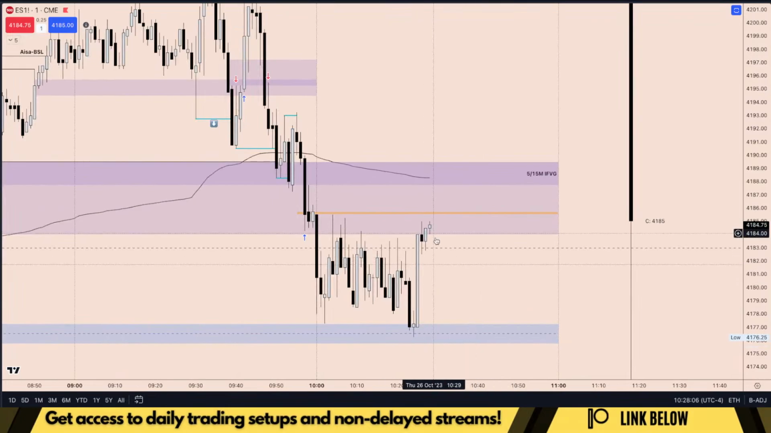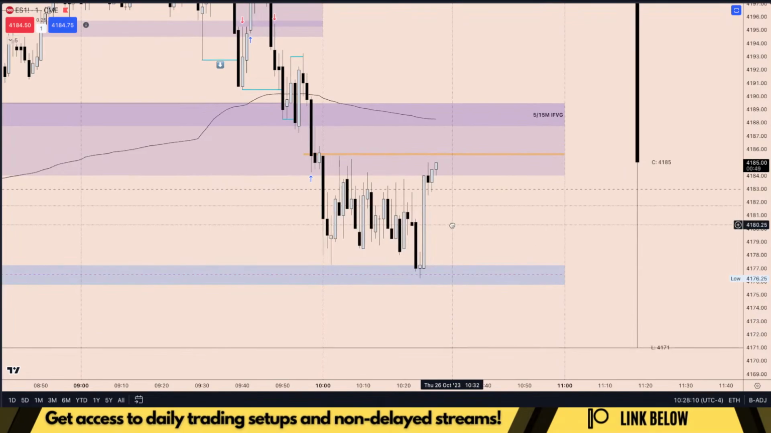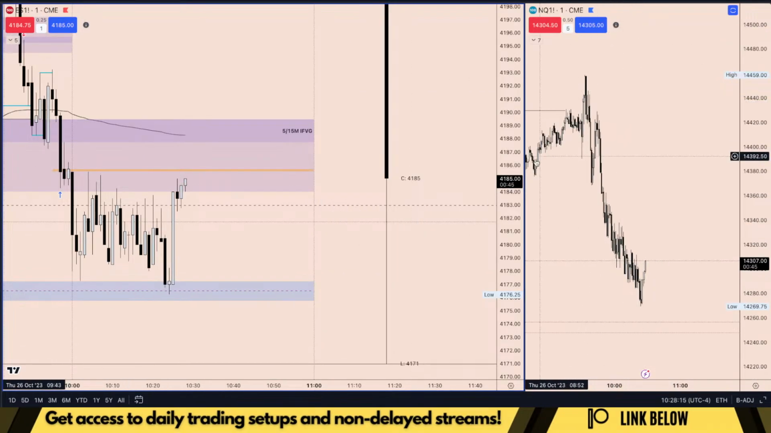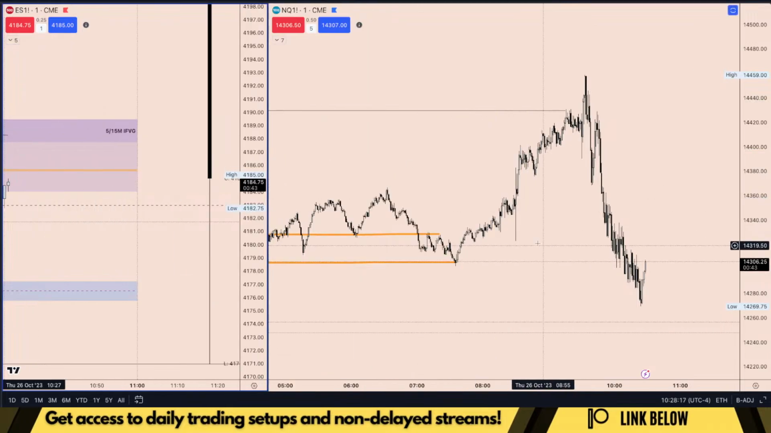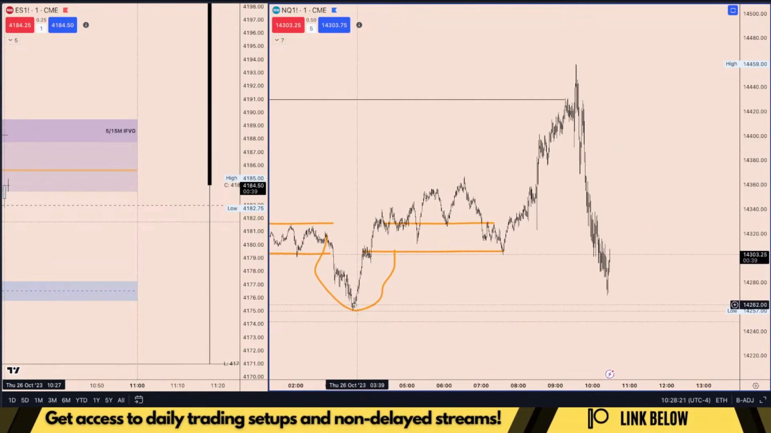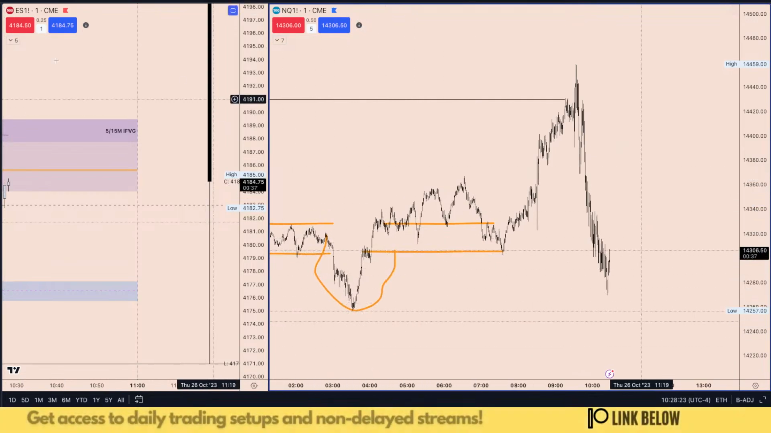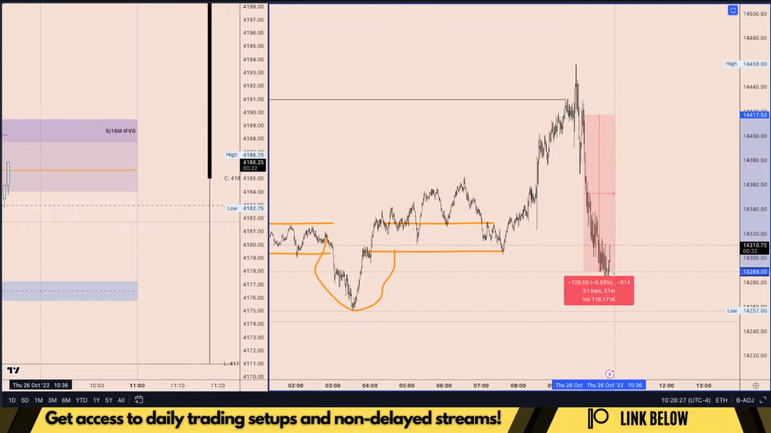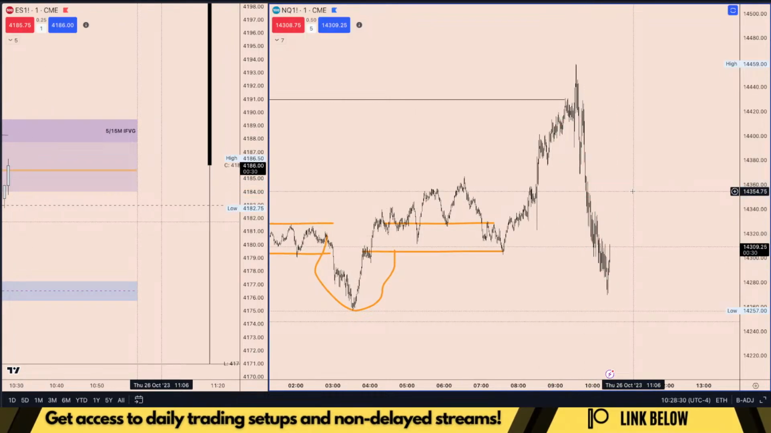So let's see, we bounced again off the New York midnight level. Take a look at NQ. Did NQ clear that low? Yes, it did. Even went below the sell side liquidity pool. So that effectively would have netted somewhere up here, 100 points on NQ. That's not bad.